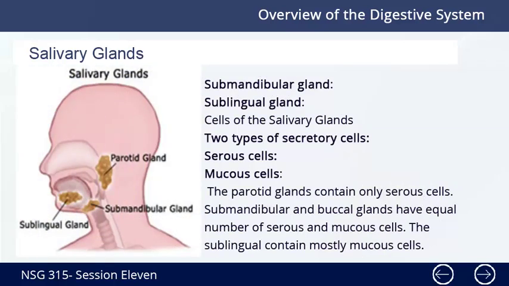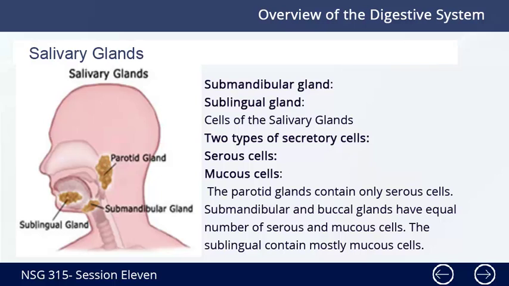Salivary glands. Submandibular gland. About size of walnut, lies along the medial aspect of the mandible. Duct runs beneath the mucosa of the floor of the mouth. Opens at the base of the lingual frenulum. Sublingual gland. Lies anterior to the submandibular, under the tongue, that is, opens via 10 to 12 ducts into the floor of the mouth.